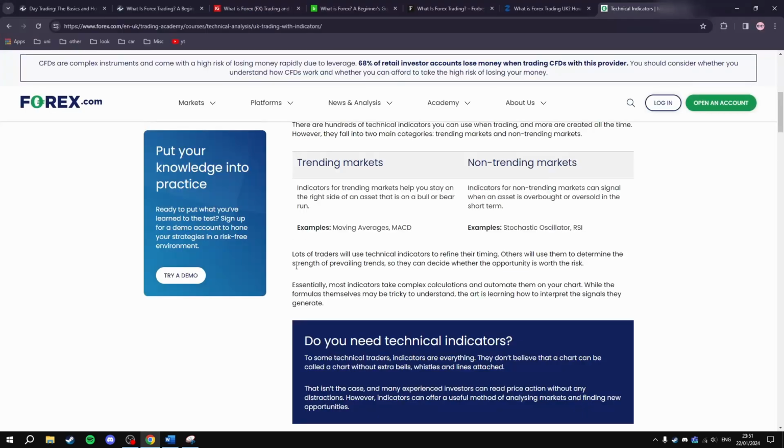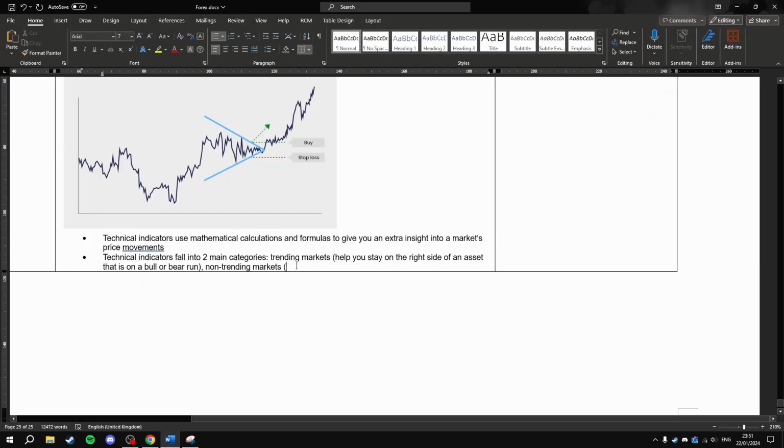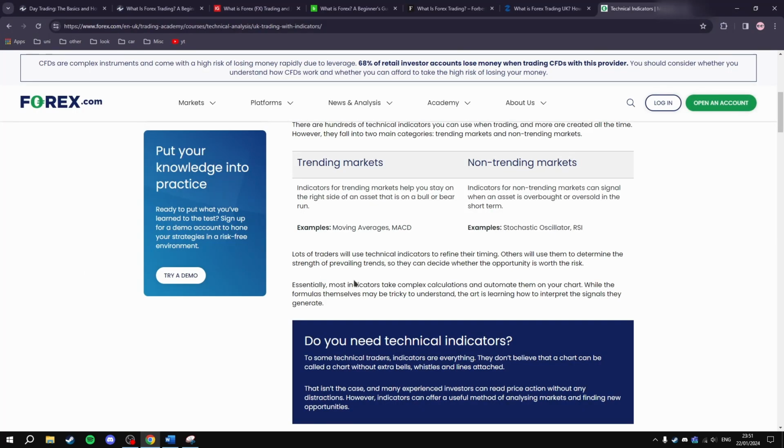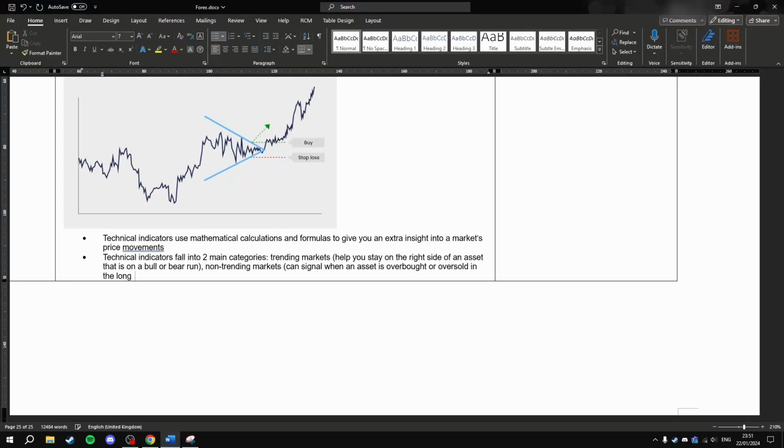Non-trending markets. Indicators for non-trending markets can signal when an asset is overbought or oversold in the long term. Oh no, in the short term.